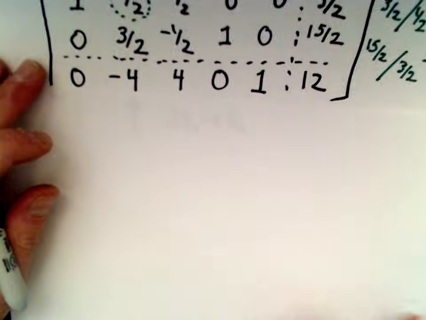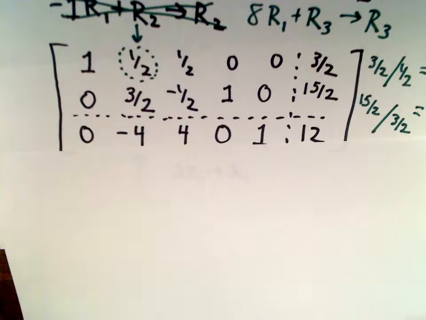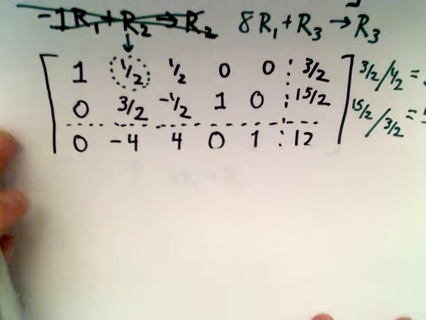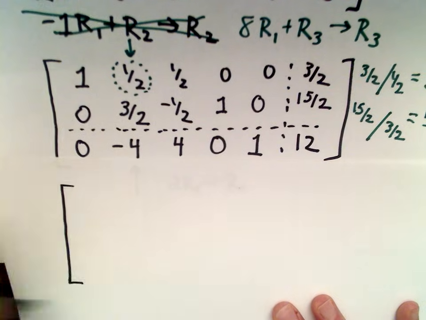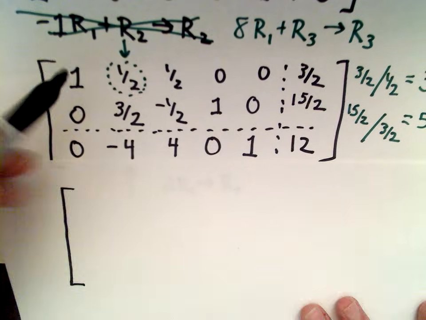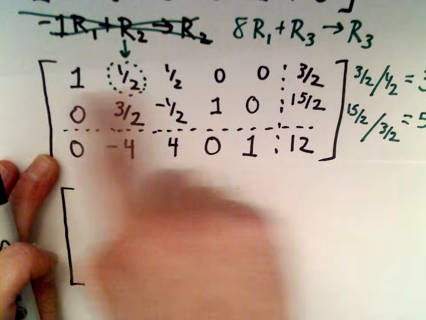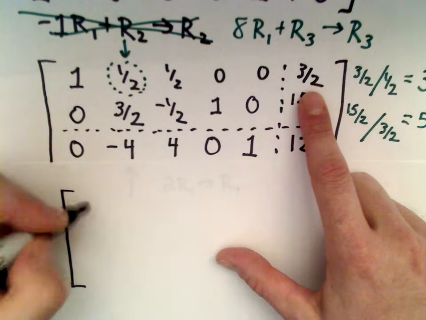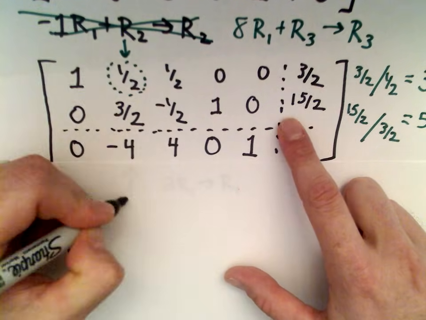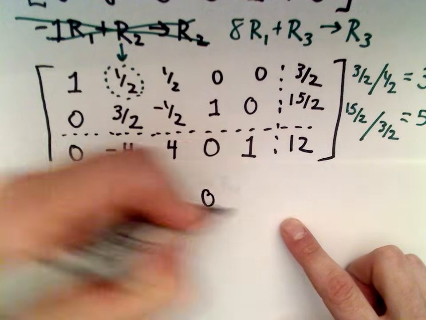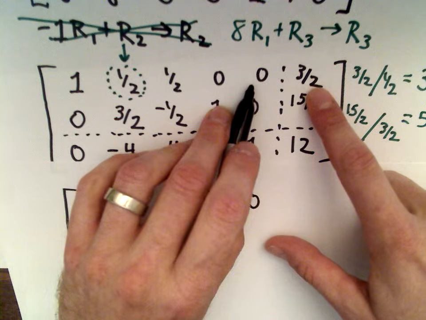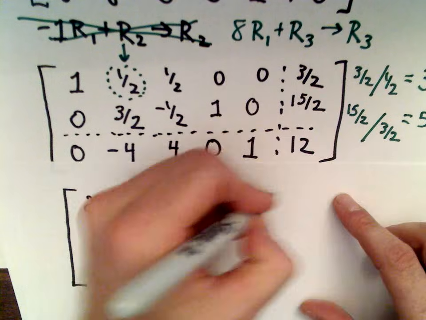So again, there's just a lot of arithmetic in these problems. The only thing that's difficult is just not making a little arithmetic mistake. So again, we're multiplying everything in the first row by 2. So 2 times 1 will be 2, 2 times 1/2 will be 1, 2 times 1/2 will be 1, 2 times 0 is 0, 2 times 0 is 0, 2 times 3/2 is going to give us 3.